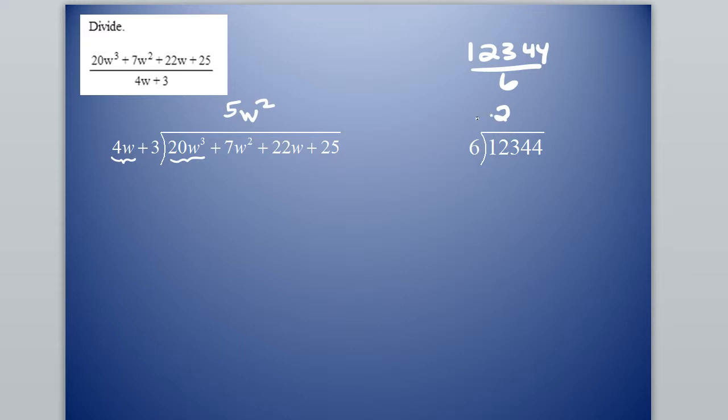At this point over here, we distribute. We multiply 6 times 2 and get a 12. So over here, we distribute. We multiply the 5w squared by the 4w, and we get the 20w cubed. But we also have to multiply it by the 3, and we get 15w squared. And we line things up so that we can do the next step, which is to subtract.